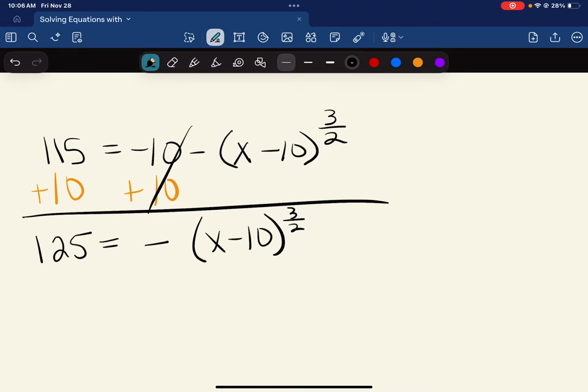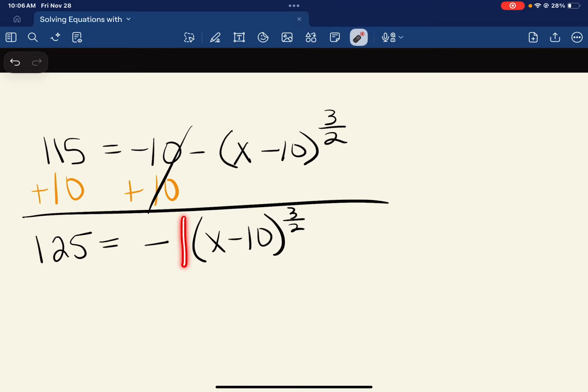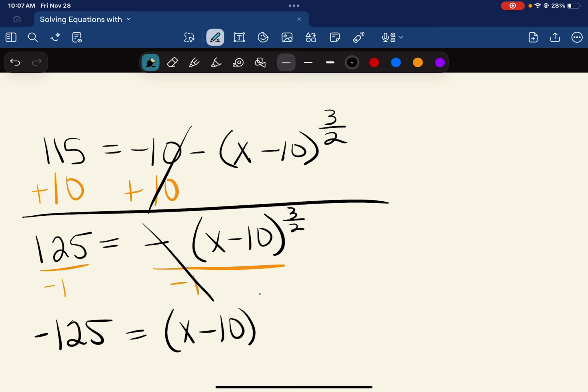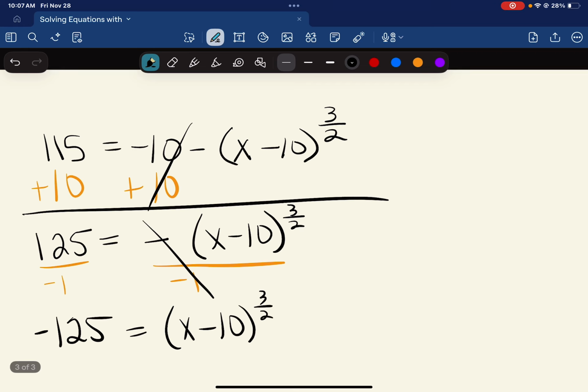Now, I still have that negative. Remember, there's always an invisible 1 in front of an expression. Multiplying by 1 doesn't change anything, so we don't normally write it. So here I've got this negative out in front, so I'm going to divide both sides of my equation by a negative 1. And that just gives us negative 125 equals (x minus 10) to the 3/2 power.